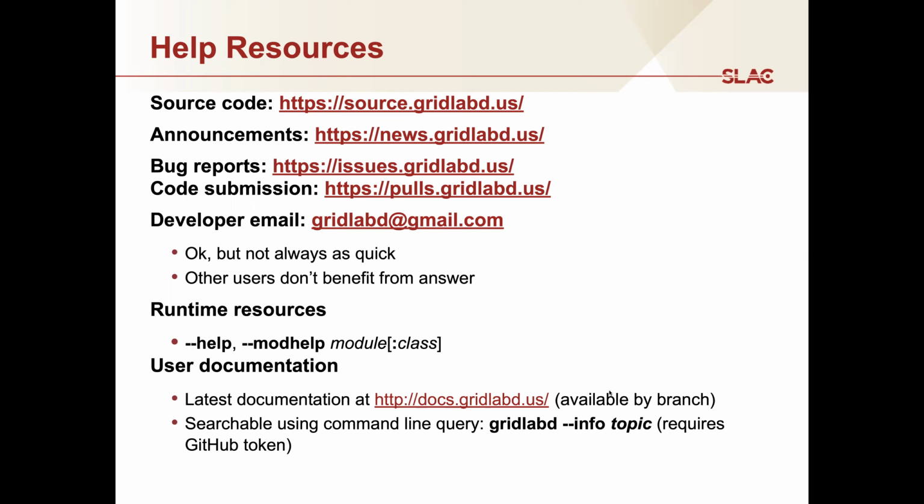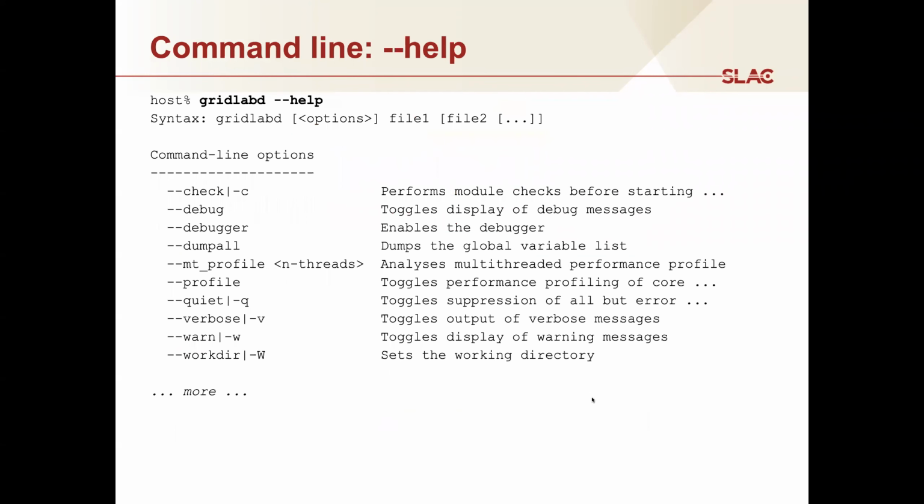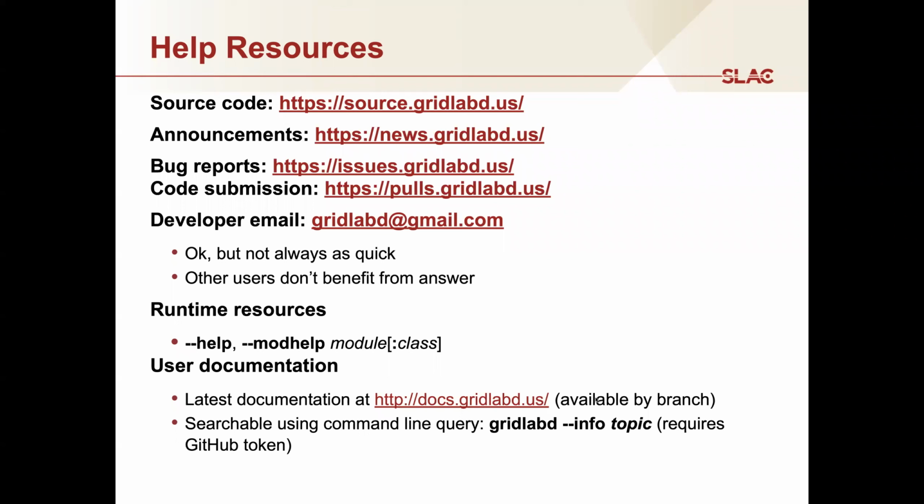So as developers work on different branches, the documentation is modified. And so you can consult the documentation for that branch and see the differences between different branches directly. You're not always reading the latest documentation, you're reading the documentation that's for the version that you're interested in.